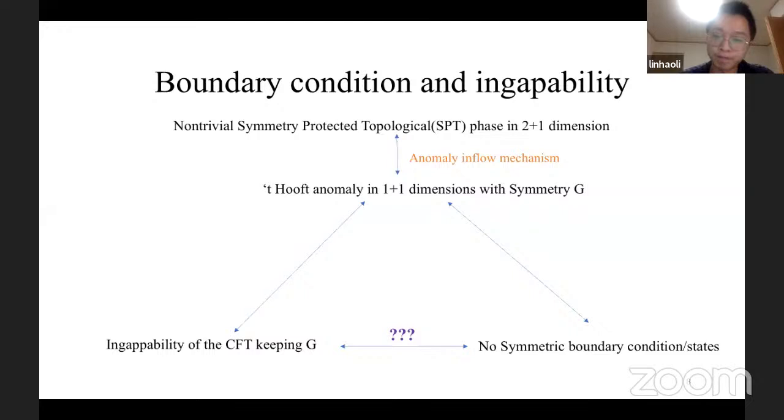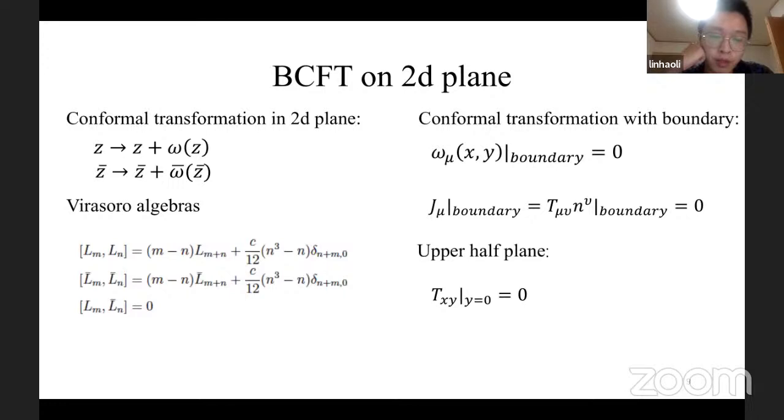Before going to our main working principle, let me give a basic review of the boundary conformal field theory. As we know, the conformal transformation in the 2D plane is an analytical transformation of complex coordinate. It is generated by the Virasoro algebra, and the Hilbert space of a conformal field theory is a representation of this algebra. Thus, if we cut a boundary on the whole plane, the theory should still be invariant under a subgroup of this conformal transformation. The elements in this subgroup should keep the boundary invariant.